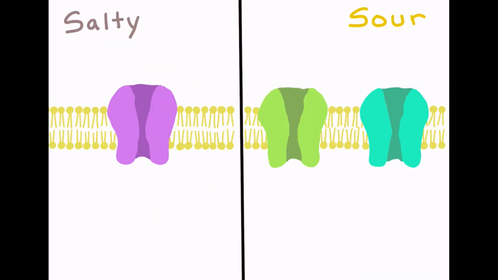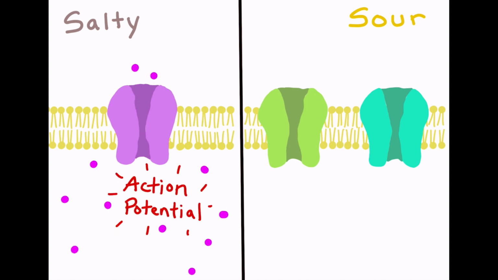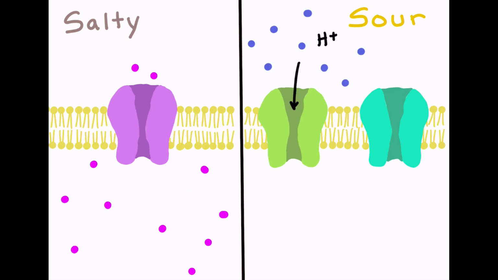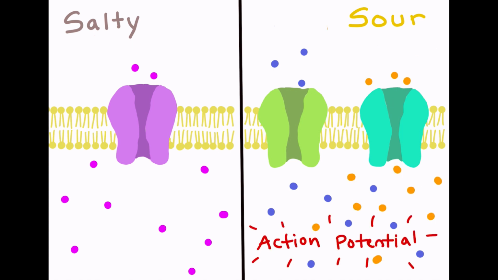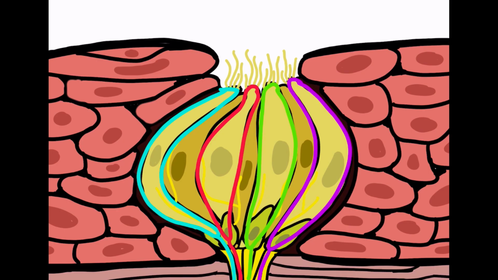So unlike the GPCR pathways used for sweet, bitter, and umami, salty tastes only use a sodium channel. With salty foods having a high concentration of sodium ions, these ions pass through these channels, triggering an action potential. Sour foods, however, contain a high concentration of protons. These protons pass through proton channels, which change the membrane potential of the cell. This triggers the opening of voltage-gated sodium channels, which allow sodium ions to enter the cell and therefore trigger an action potential.